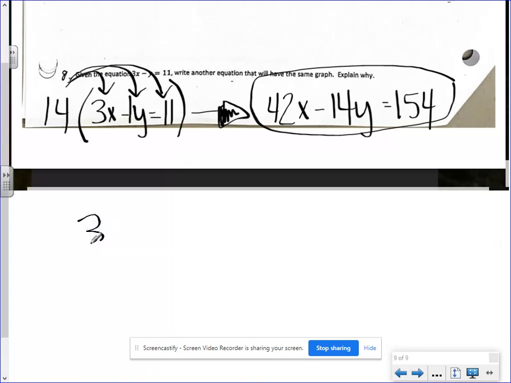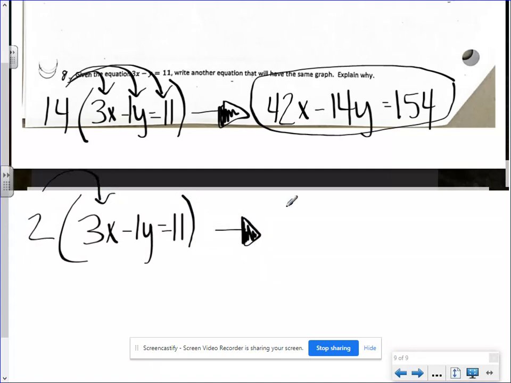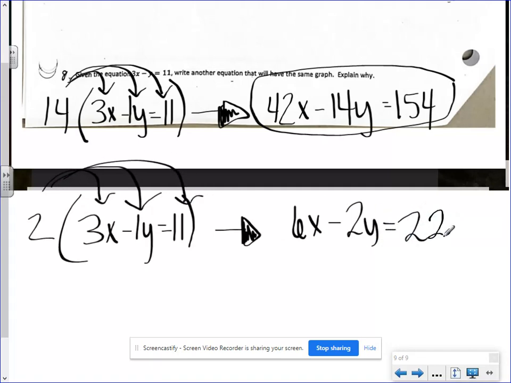So you can take this equation that they give you at the very beginning and multiply it by anything other than 0 or 1. So if you want to take it times 2, then you'll get a new equation that has the exact same graph. So 2 times 3x is 6x. 2 times negative 1y is negative 2y, and 2 times 11 is 22. So it doesn't matter what you multiply it by as long as it's not 0 or 1. Anything will give you a new equation that is graphed the same way. It's the same line. Does that make sense? Just multiply it by a number, okay?